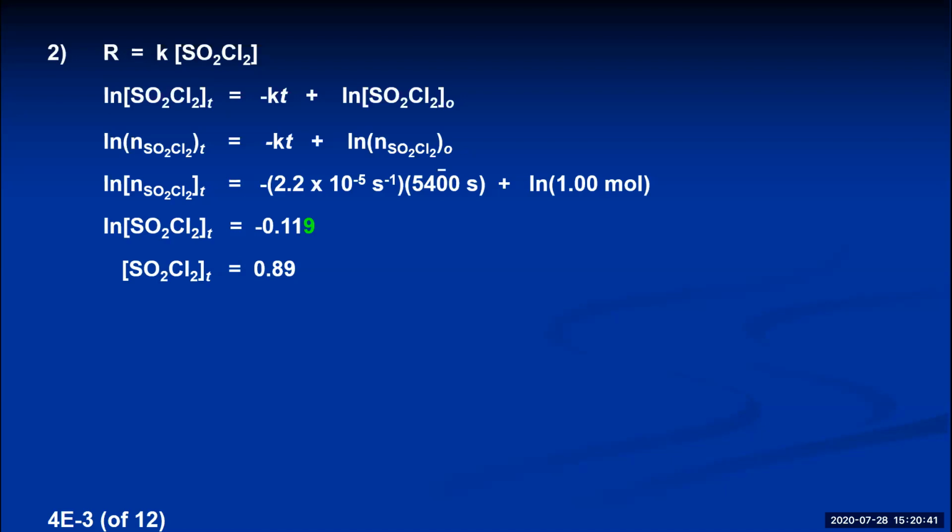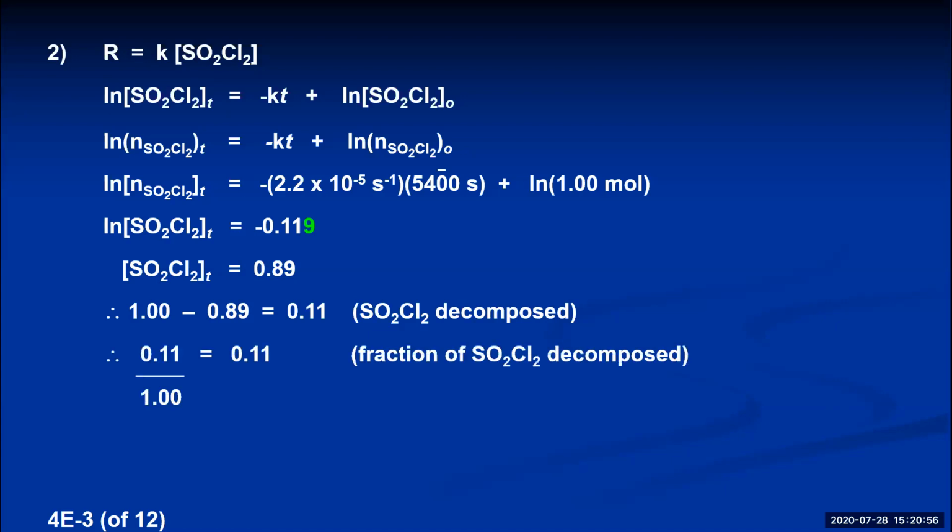So they want to know, in this particular problem, what fraction of it decomposes. So the 0.89 out of the 1.00 is the amount that doesn't decompose. So the amount that does decompose is 0.11 moles, and the fraction will be 0.11 moles decomposes out of the original 1 mole, turns out to be a fraction of 0.11. You could say 11/100ths, or in a percent form, that would be 11%.